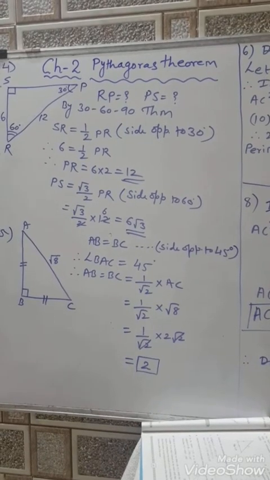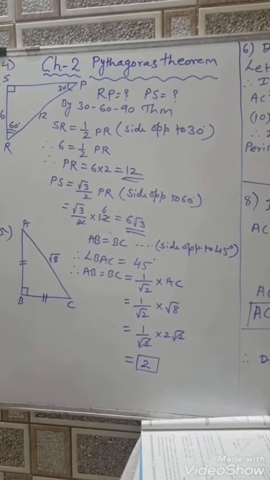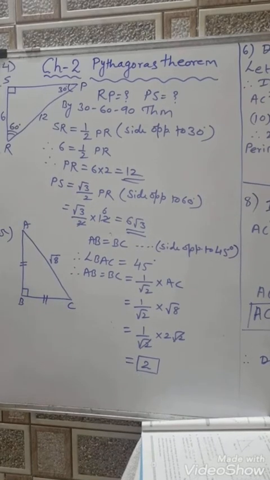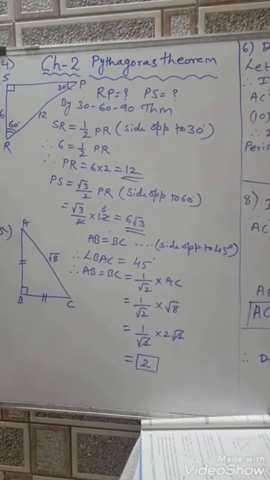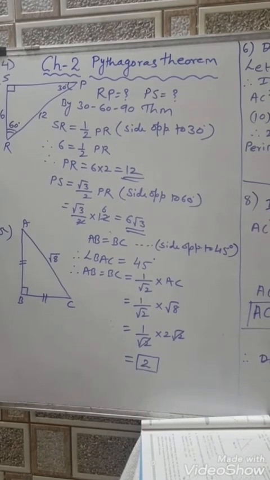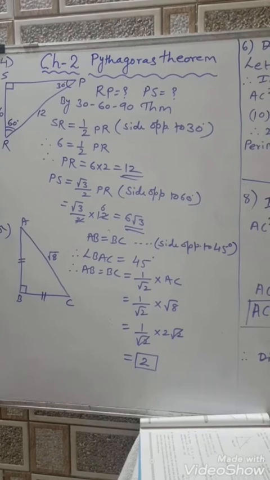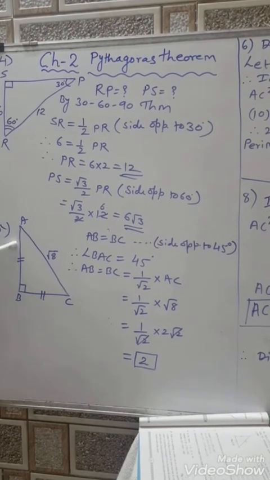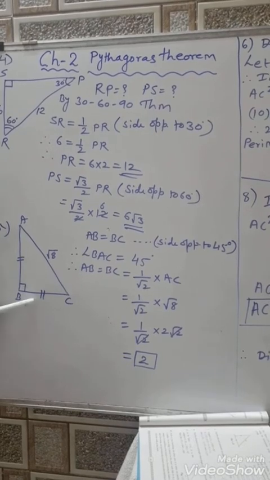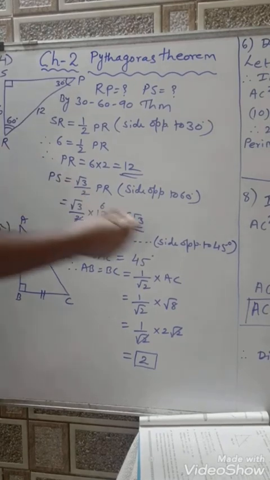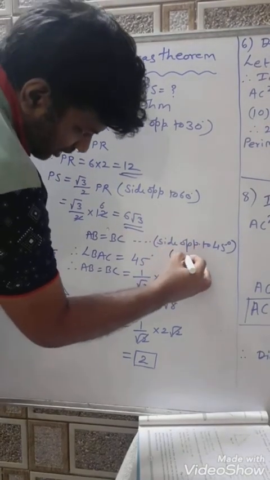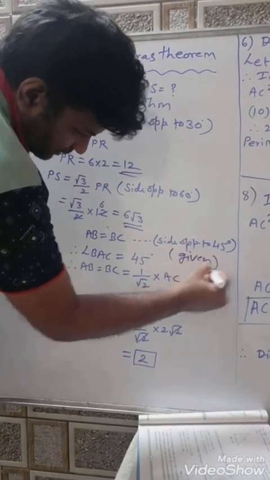Now the fifth one. In the fifth one, according to the figure, we have to complete the activity. You can see in the figure, one of the angles is given as 90 and two sides are congruent. AB is congruent to BC. These two are congruent, which is the side opposite to 45. What we write here? Side opposite to 45, or you can write down given.